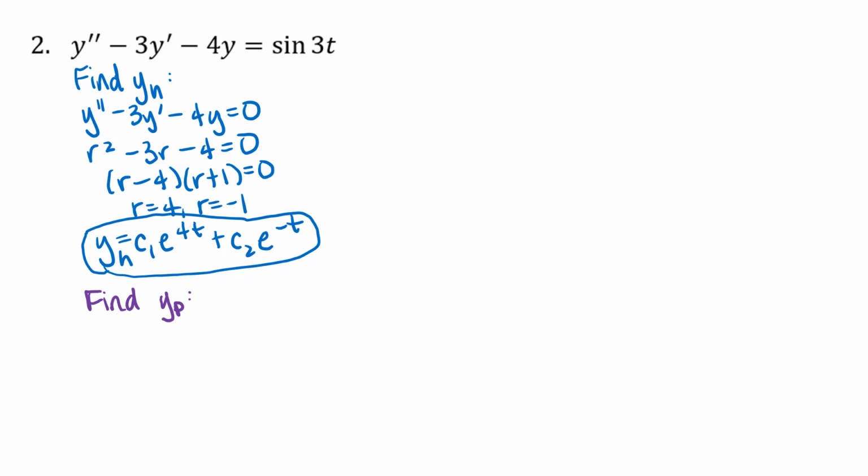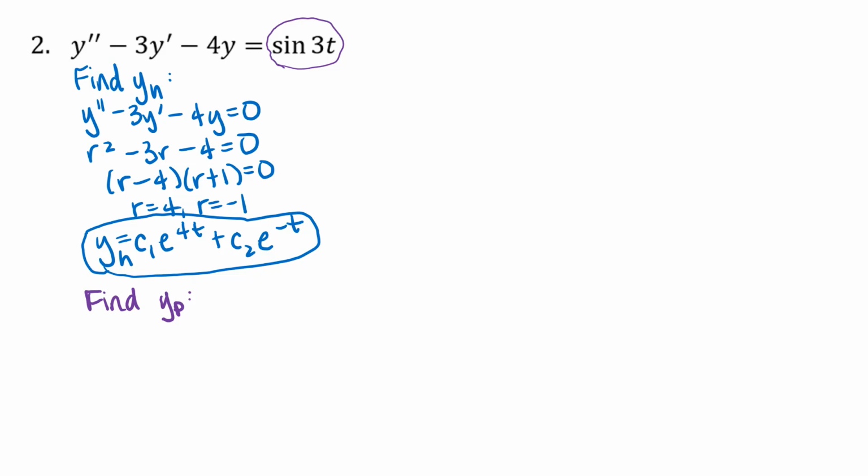So I want to also talk a little bit about how you would know this would be a good choice of method. So the key is that you can find the YH first of all, so that was easy enough on this one. And then the second key is that this right-hand side function, this sine 3t function, that function and all of its derivatives form a finite list of linearly independent functions.